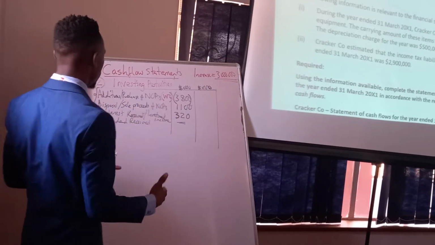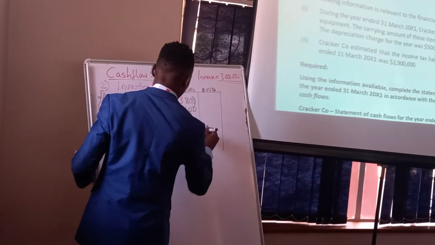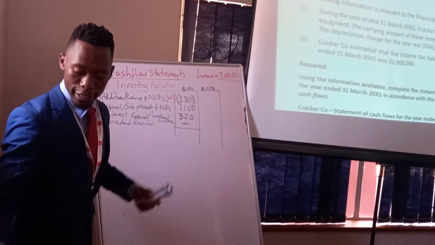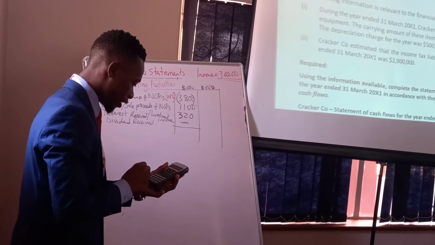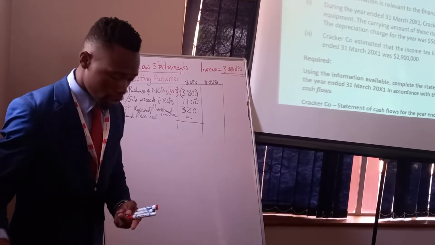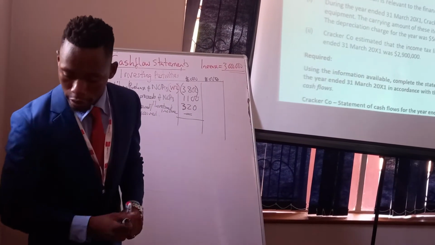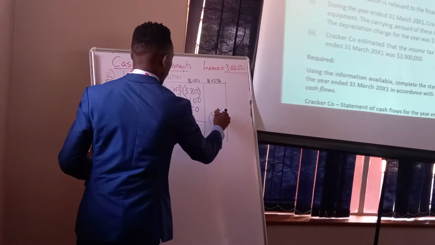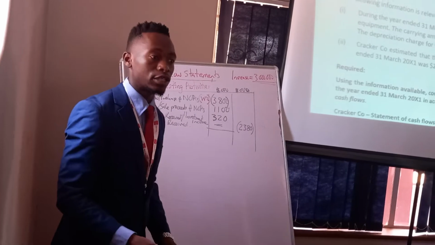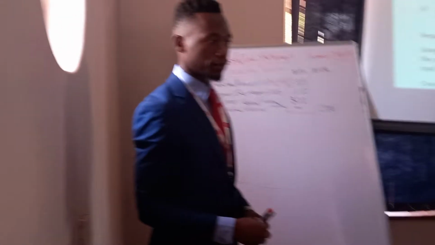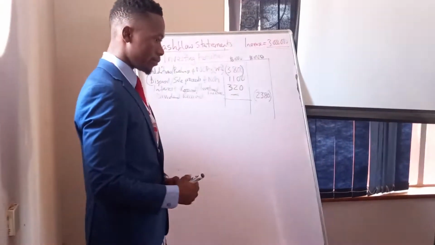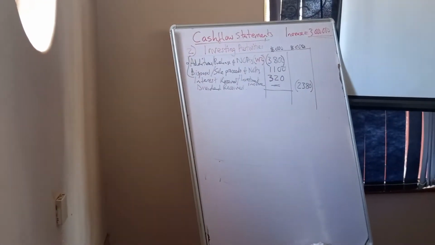So we are done with the investing activities. You close off. So the sale proceeds is an inflow, that's why it's positive, right? So let's add. So this is negative 3.8. You add 1.1. You also add 320. So you get 2380. So since you are done with the investing, you can record it on the last column.